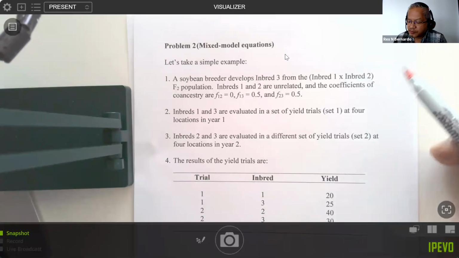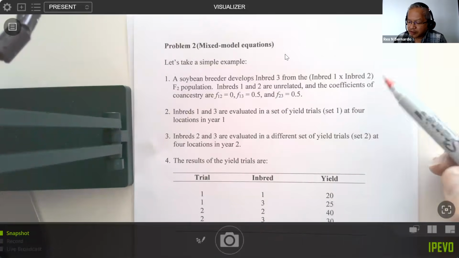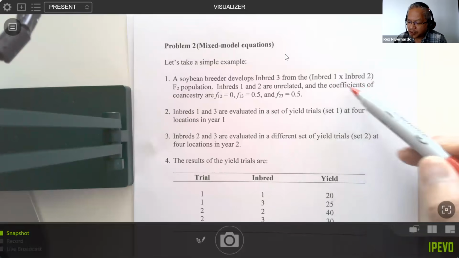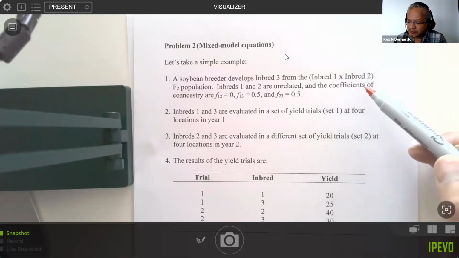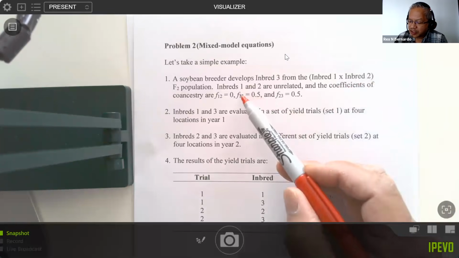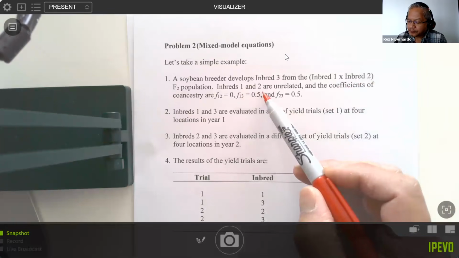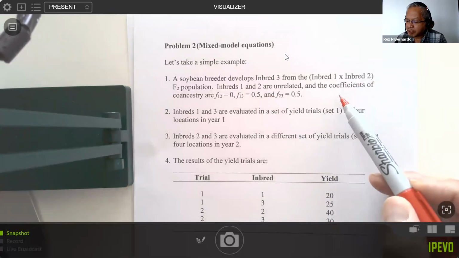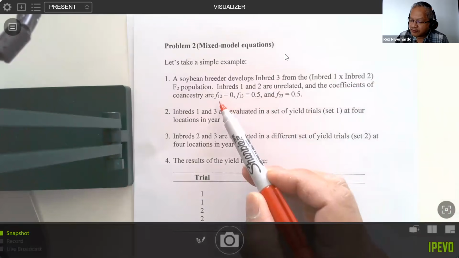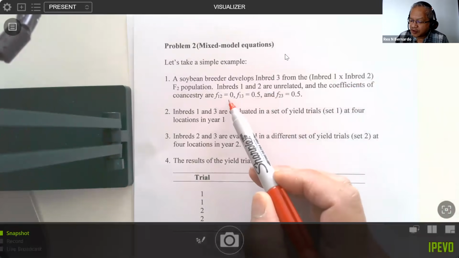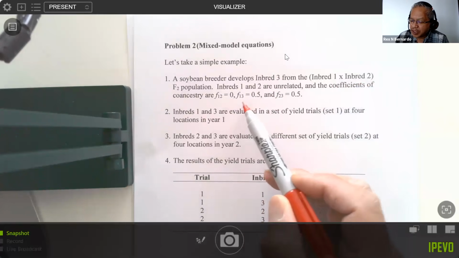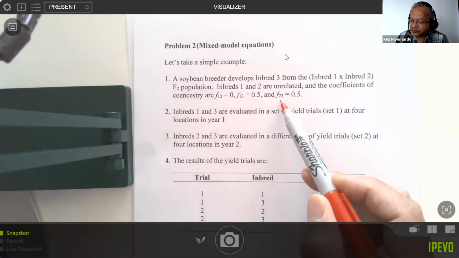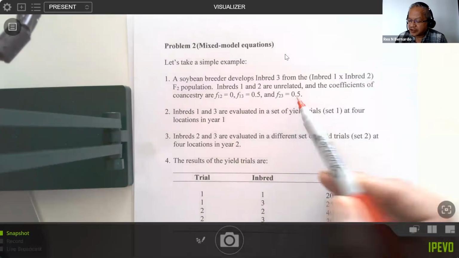So suppose a soybean breeder develops inbred 3 from the cross between inbred 1 and 2. So you have parent-offspring relatedness. We're assuming inbreds 1 and 2 are unrelated. And the coefficients of coancestry, we're just looking at pedigree records, between 1 and 2 are 0 because they're unrelated. Between parent 1 and the offspring is 0.5, and between parent 2 and the offspring is also 0.5.